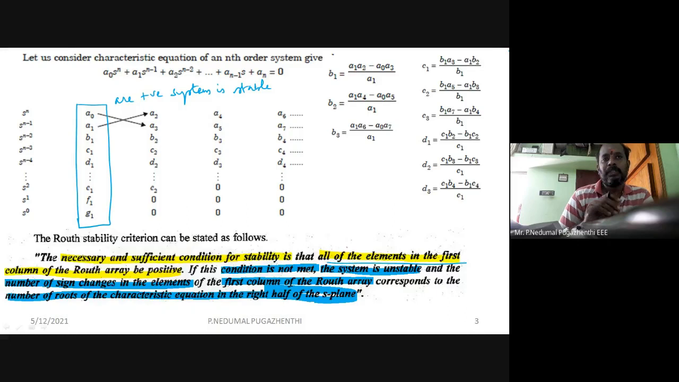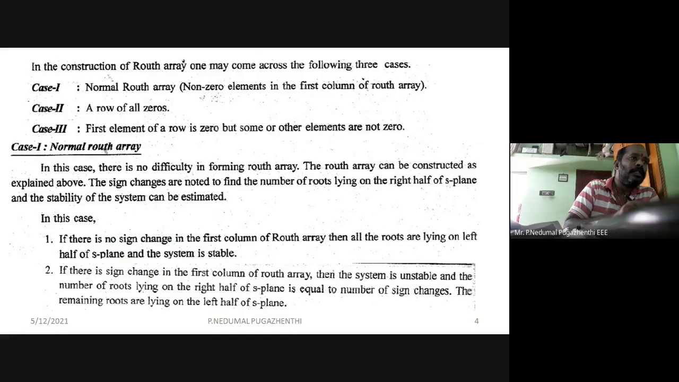There is a possibility of this Routh array breaking down or failing. We have two special cases, case 2 and case 3. We will not be discussing them today, but in the coming classes, maybe in the next lecture or later. The first thing is what we have seen: non-zero elements in the first column of the Routh array is case 1. No zero should be present in the first column. That is your first case.